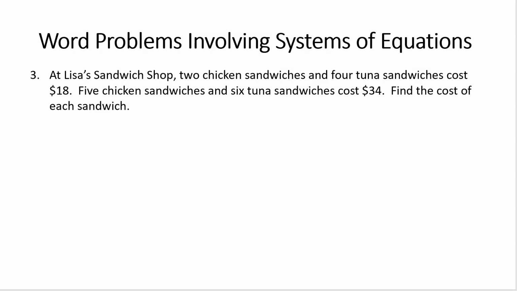Next, we have Lisa's sandwich shop. We have 2 chicken sandwiches, 4 tuna sandwiches, and all that together costs $18. 5 chicken sandwiches and 6 tuna sandwiches cost $34. Find the cost of each sandwich. Well, we have chicken and we have tuna. Let C be the cost of the chicken sandwich, and let T equal the cost of the tuna sandwich.